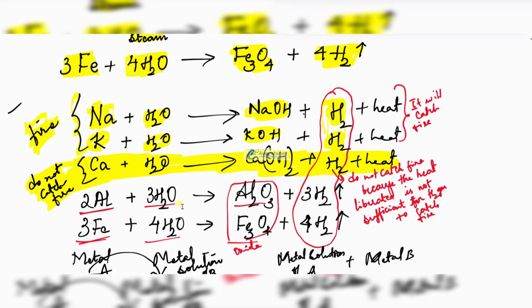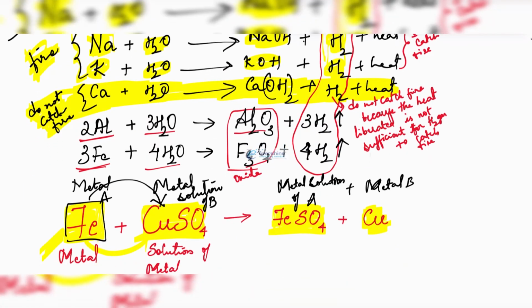Next, when aluminium reacts with steam, it gives aluminium oxide plus hydrogen gas is liberated. When iron reacts with steam, it gives ferric oxide, again hydrogen gas is liberated. Here it reacts with water, so hydroxide; here, when metal reacts with steam, it gives metal oxide. So this is the difference between metal hydroxide and metal oxide.